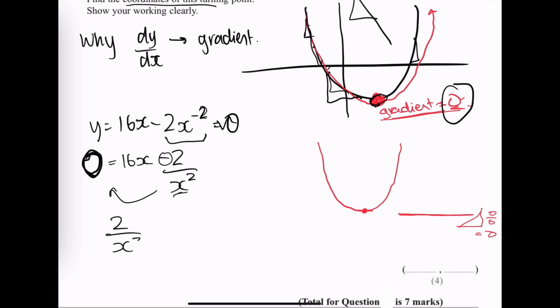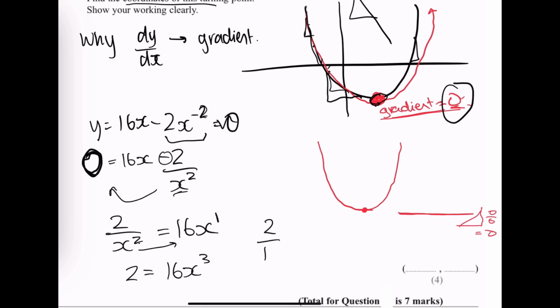So 2 over x squared equals 16x. Let's times these together. It will be 16x cubed, since 2 plus that 1, that invisible 1 over there, makes 3. If we do 2 over 16, that equals x cubed.